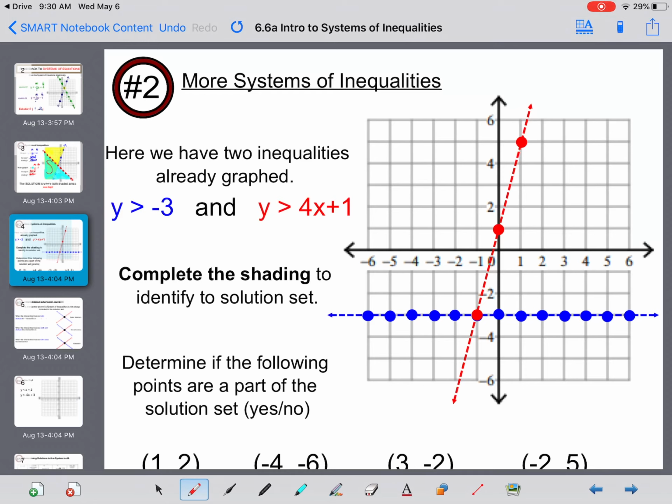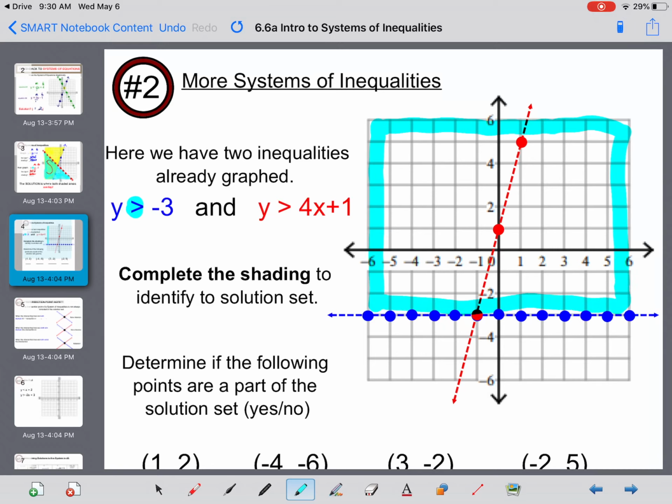All right, so this time I already plotted the two inequalities for you. All we have to do is complete the shading to identify the solution set. So on the blue line, we have the greater than symbol, which means we're going to shade above. So shade everything above that blue line on the bottom. Okay.